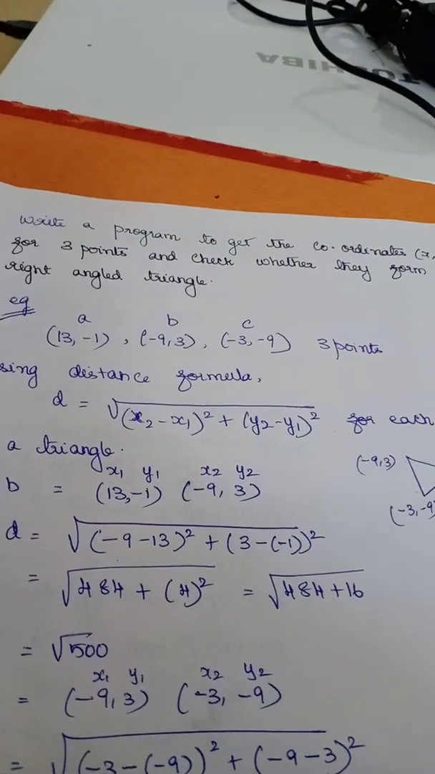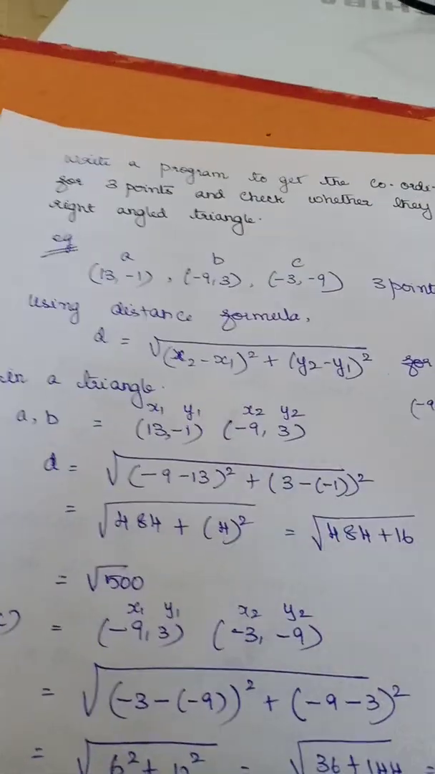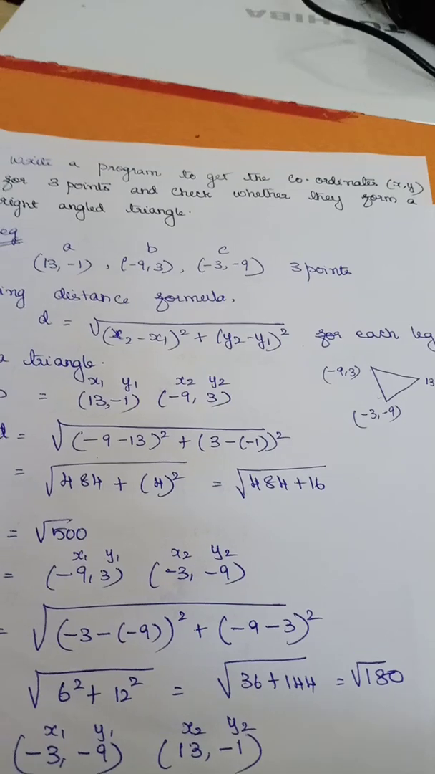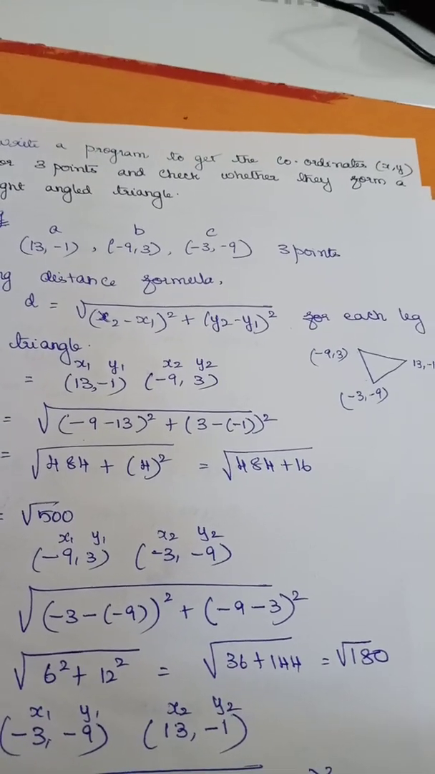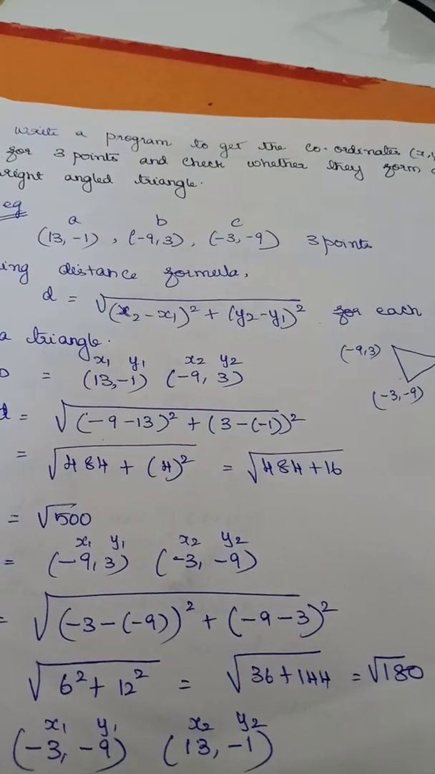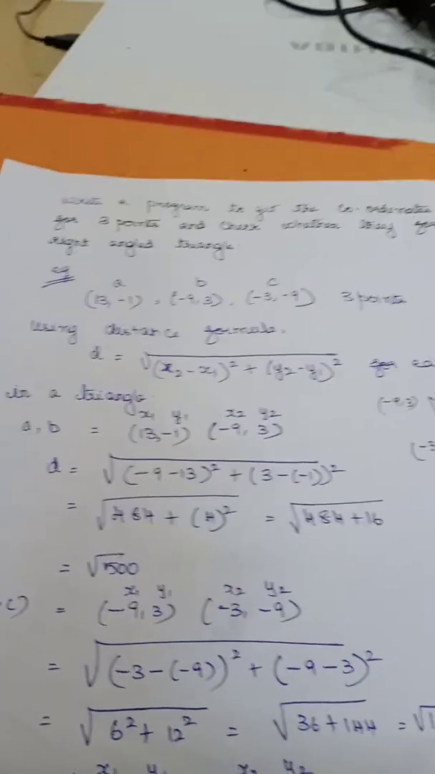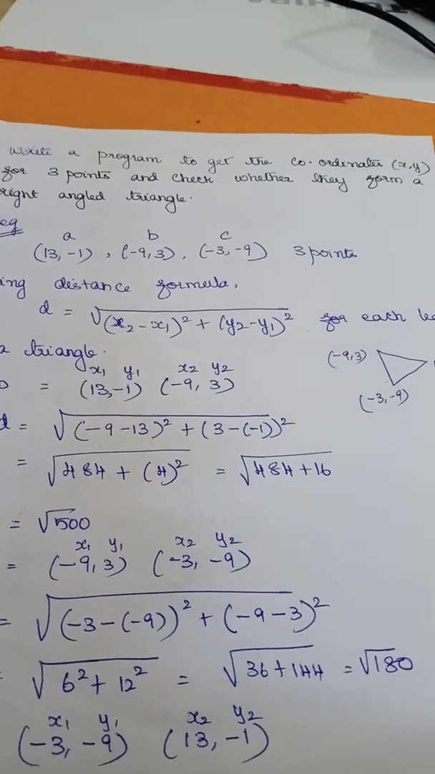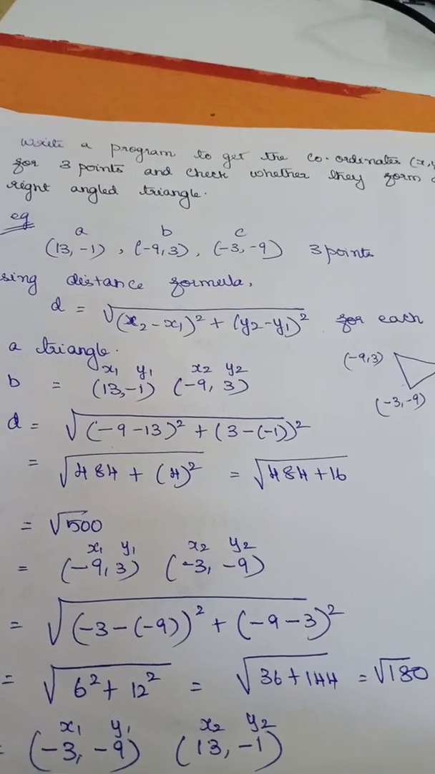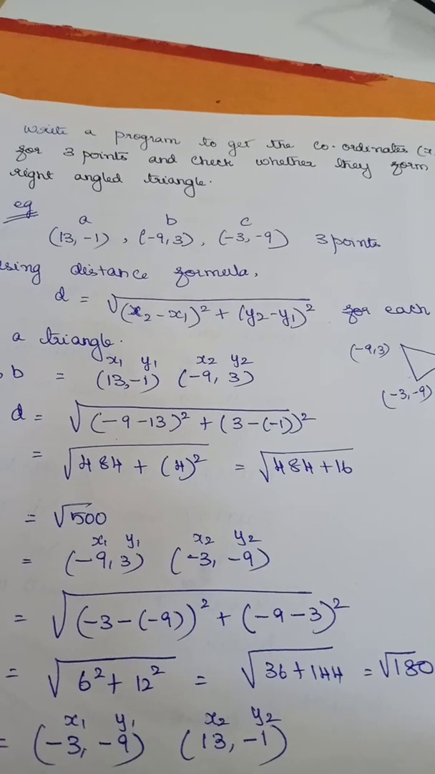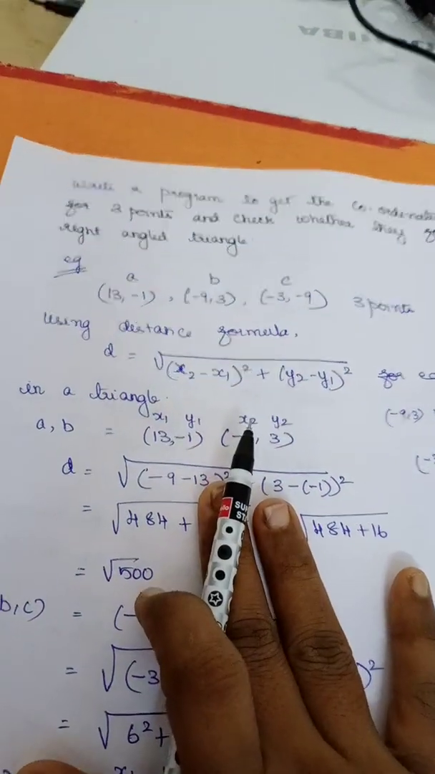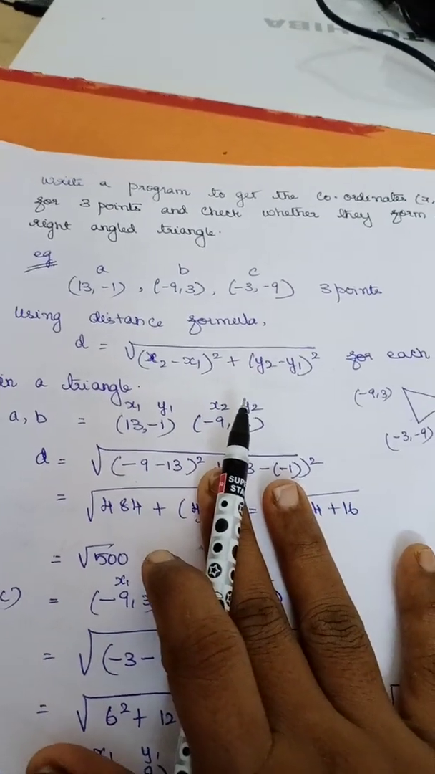Now the next program: write a program to get the coordinates x comma y for 3 points and check whether they form a right angle triangle. So here I am going to check whether the 3 points, whatever coordinates you give, are going to form a right angle triangle, right? First we'll see the example and then we'll move on to the program, right?